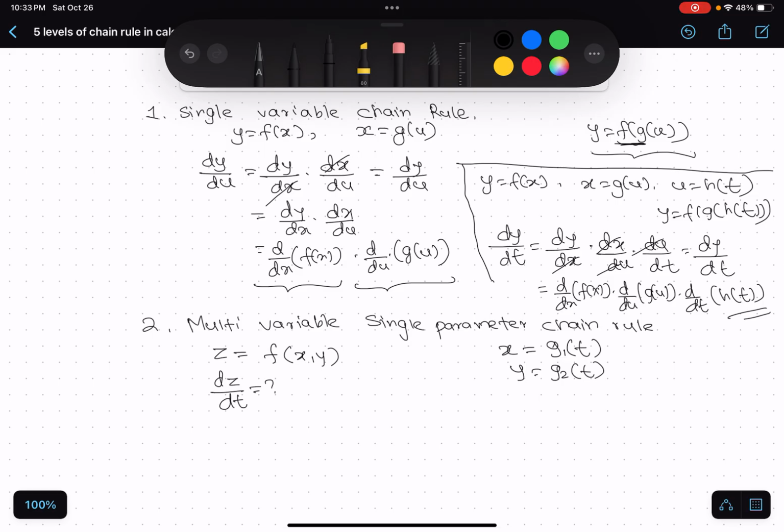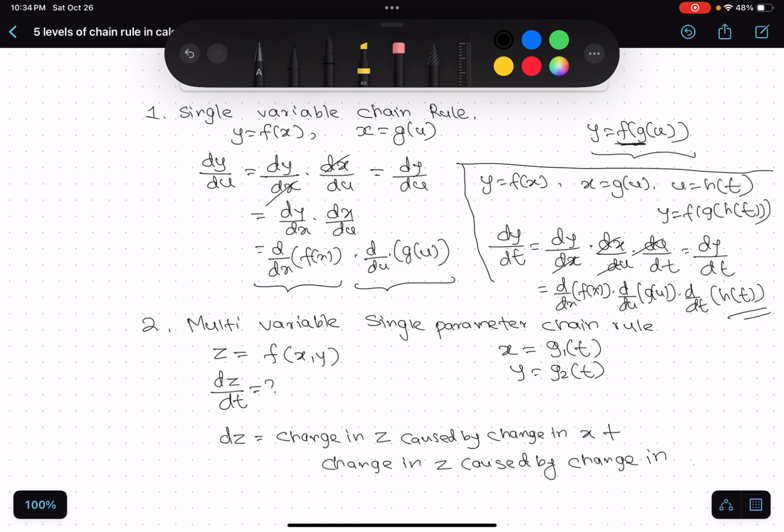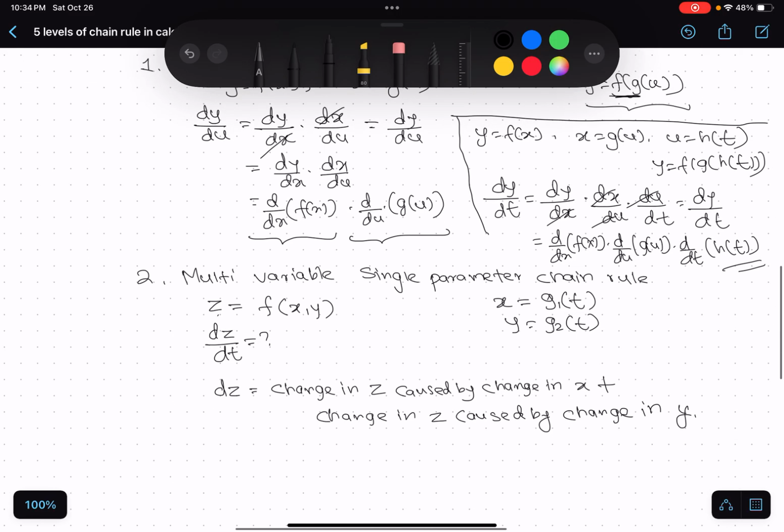First of all, if you want to find a small change in g, that will be the sum of the change in g caused by change in x plus the change in g caused by change in y, right? So the change in g will be caused by both x and y.